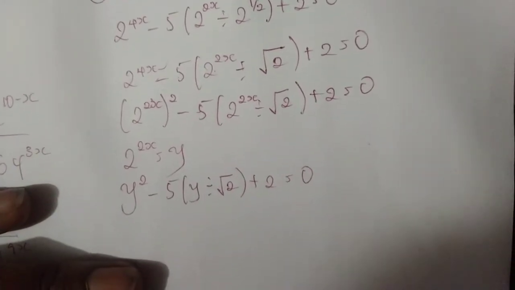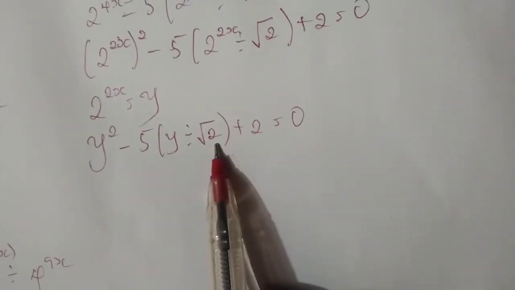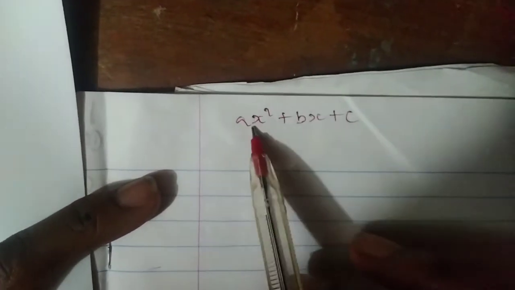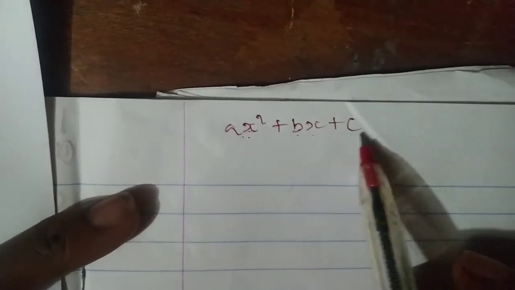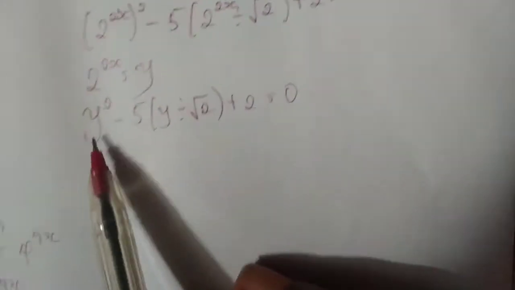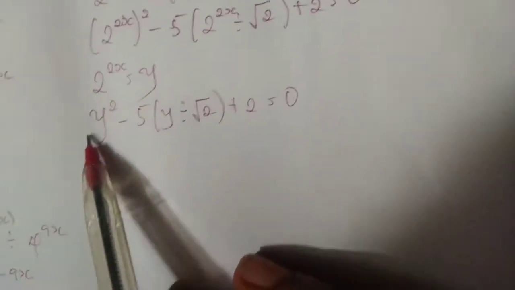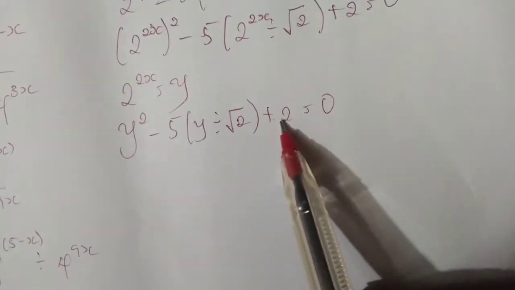We need to get rid of this root 2 so it looks like a quadratic equation. A quadratic equation is written something like ax squared plus bx plus c. It will have an x squared coefficient, an x coefficient, and a constant. So in this case, the y squared coefficient is 1, the y coefficient is -5, and the constant is +2.